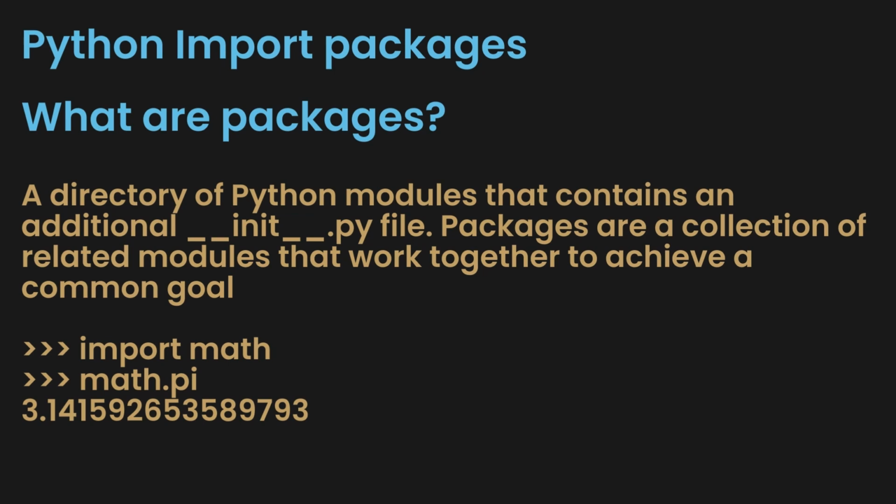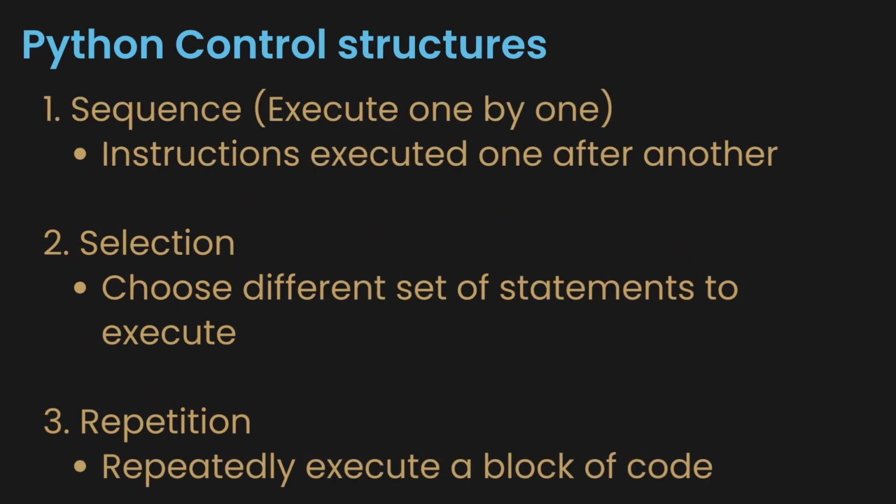Python's control structures are fundamental to writing effective code. They determine the flow of execution in a program, and there are three main types. First, we have the sequence structure. This is the default mode of operation in Python, where instructions are executed one after another, exactly as they appear in the script. Next is selection.